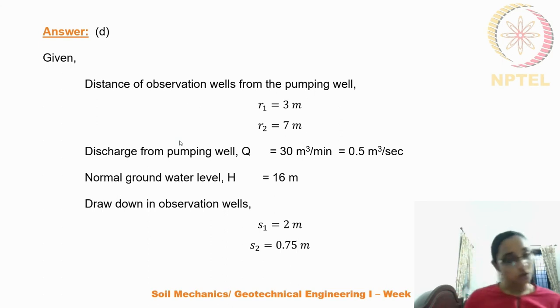The thing we have to note here is the value given is drawdown, S1 and S2. But in the equation we have H1 and H2. That is, we need to deduct it from the actual height.